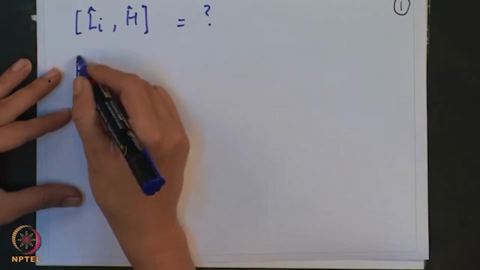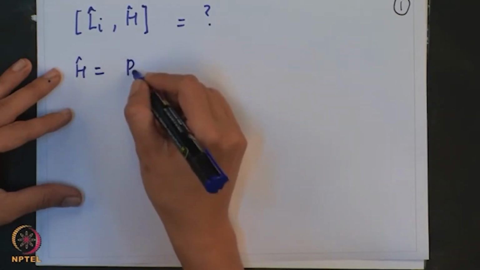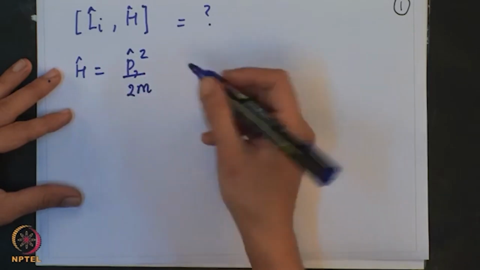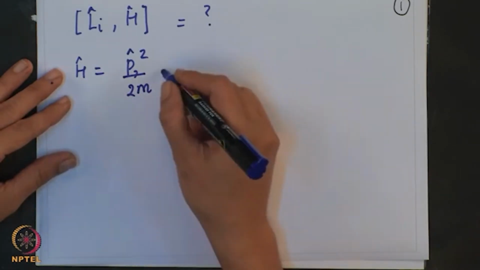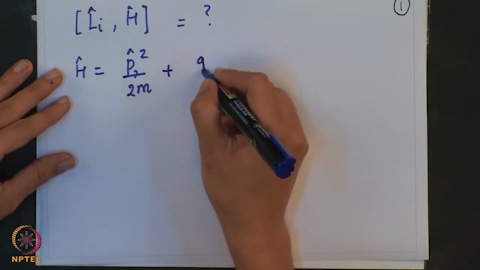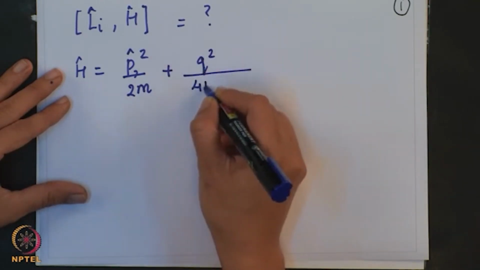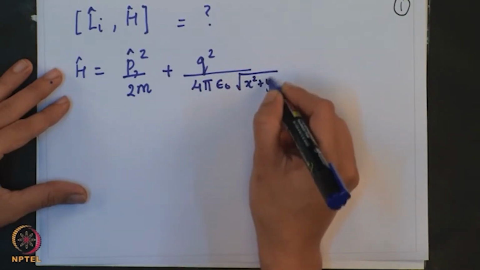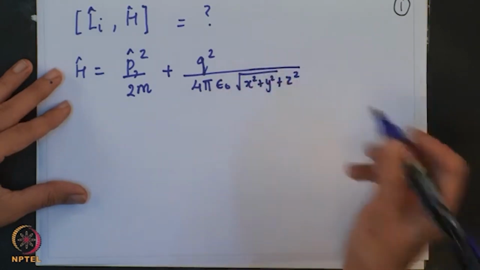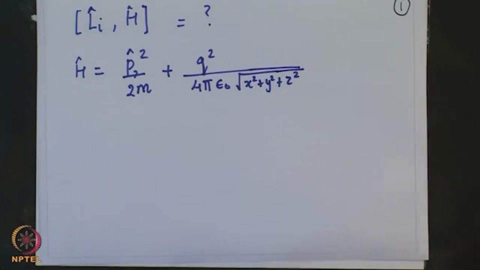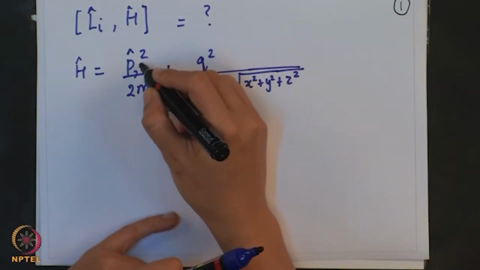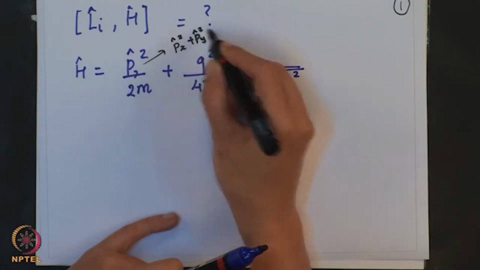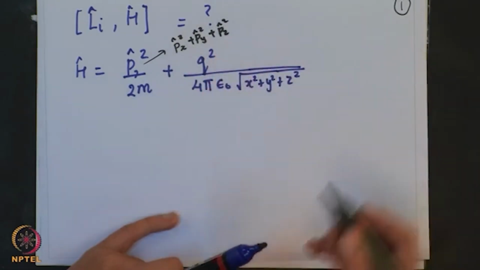So, the Hamiltonian here is P square upon 2m, this is the kinetic part. Now, the potential is the Coulomb potential. So, you have q square upon 4 pi epsilon naught square root of x square plus y square plus z square. Okay. And this P square, when I write explicitly, is px square plus py square plus pz square. Okay.